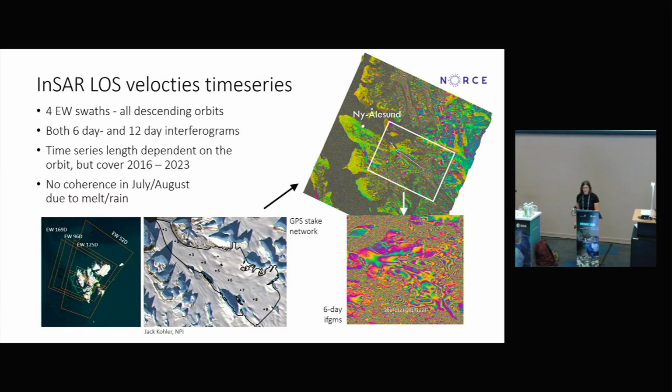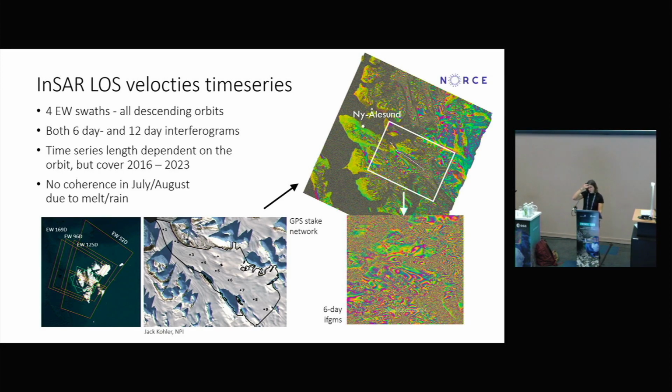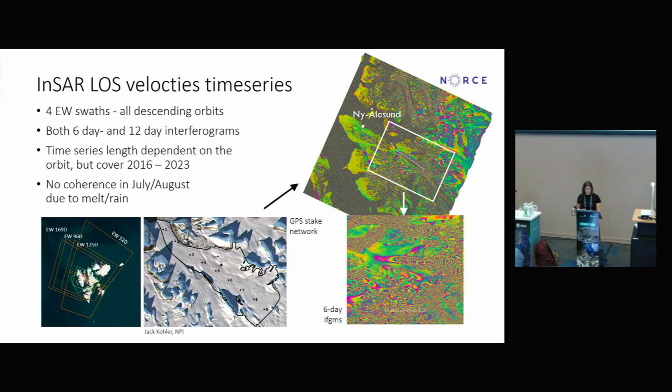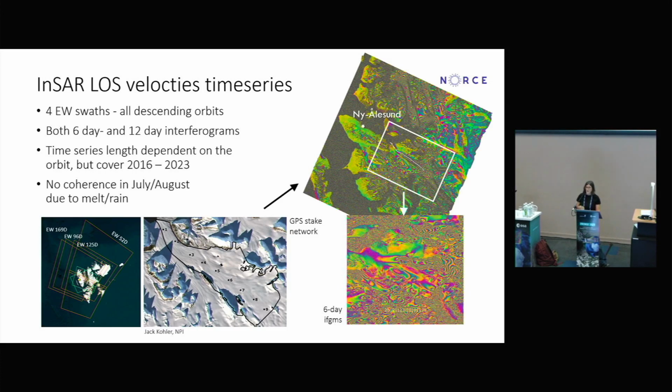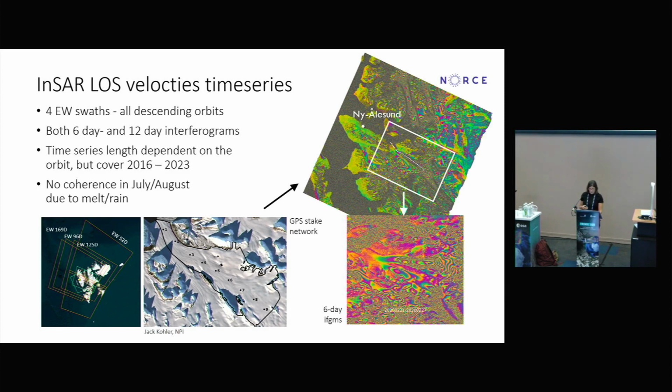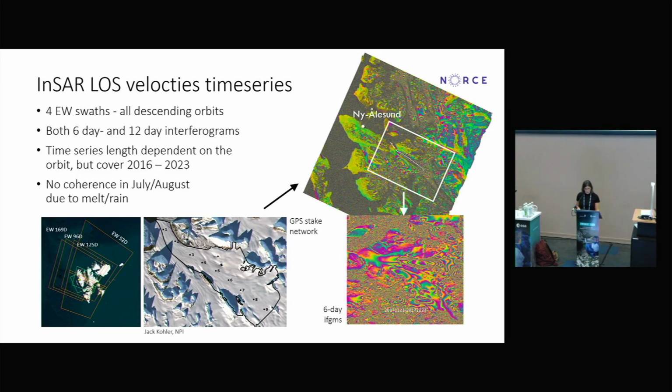Now going to another application in another area, so we're going to Svalbard. And the point was to see if it was also possible to use EV for studying velocity variations on relatively small glaciers. So here 4 EV swaths were used, in descending mode, because ascending mode is not available again. We generated 6 to 12 day interferograms, mostly in winter, because the coherence drops in the middle of the summer due to melt and rain. And the results show that it's actually quite fine to capture slow-moving ice, so we're speaking about slow-moving glaciers here, even on relatively small glaciers.